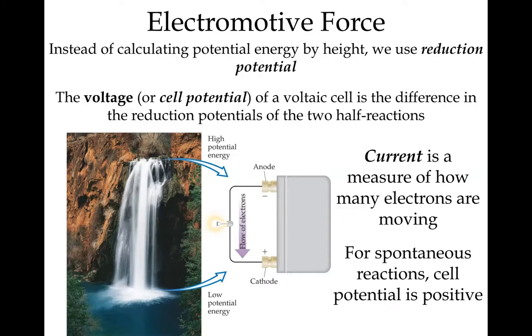What are we doing with this? We're looking at current, really just the movement of electrons and how many of them are moving. And for spontaneous reactions, the cell potential is going to be positive, okay? Why? Because electrons want to go to a positive, right? And spontaneous reactions, as we learned last quarter in thermodynamics, occur without outside intervention, right?